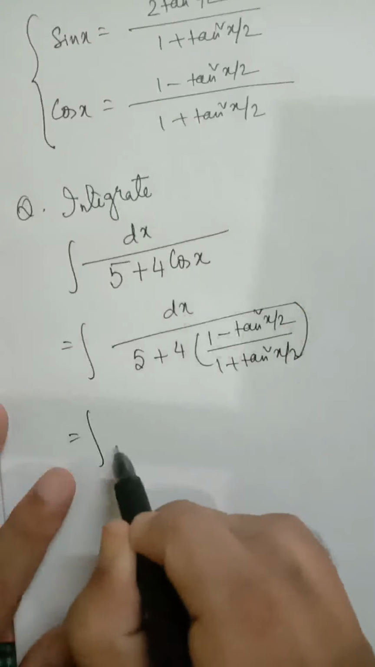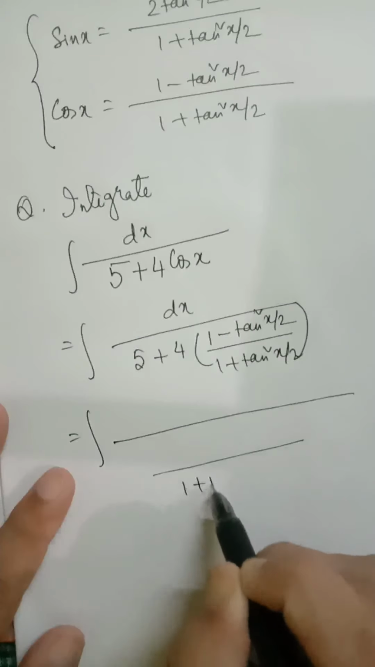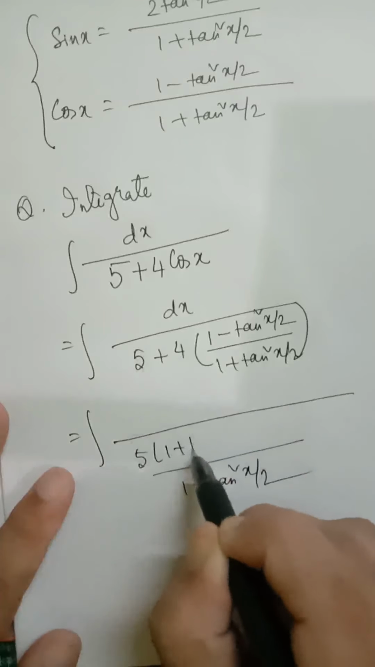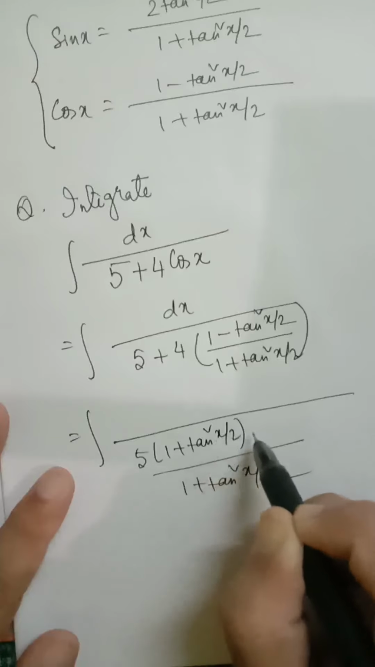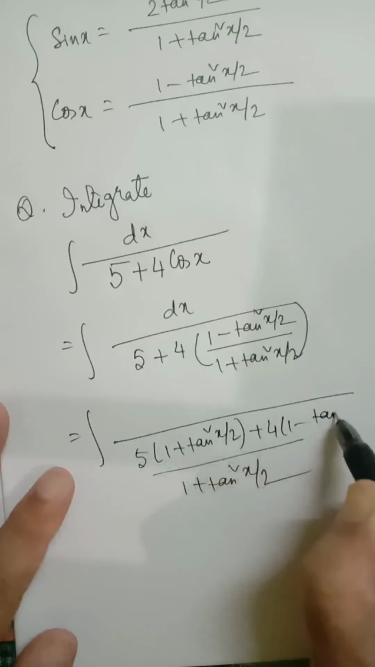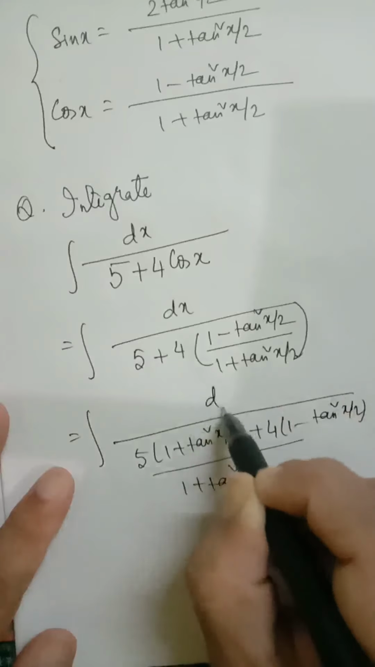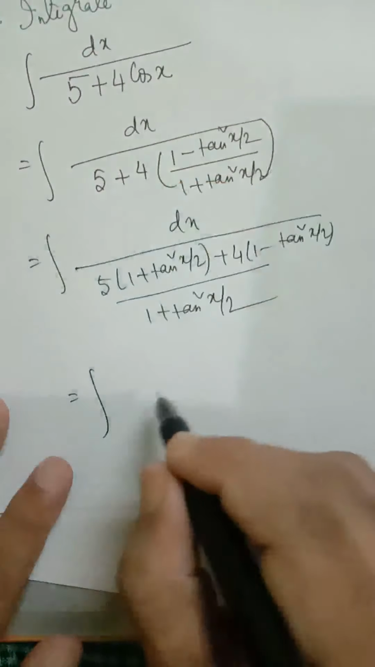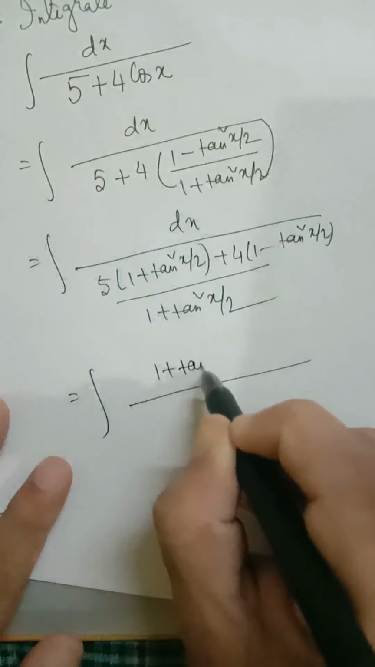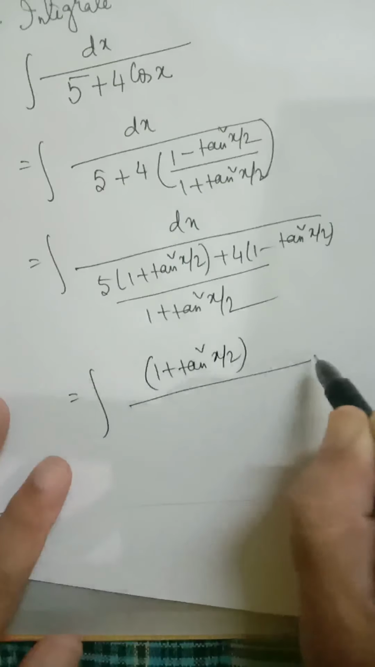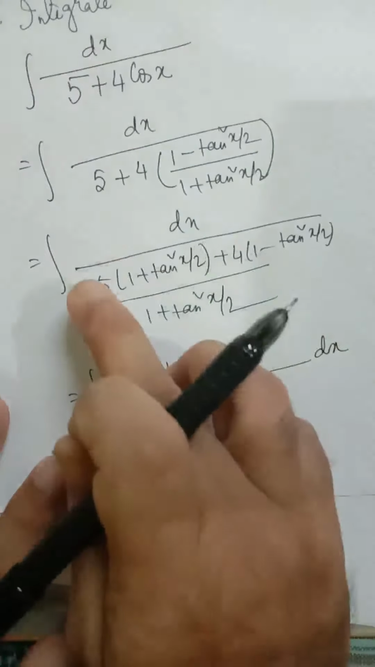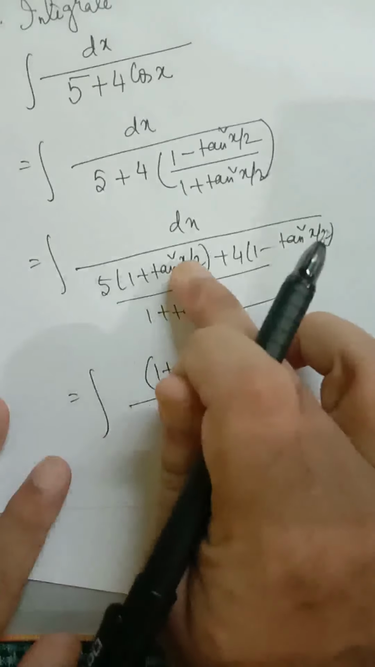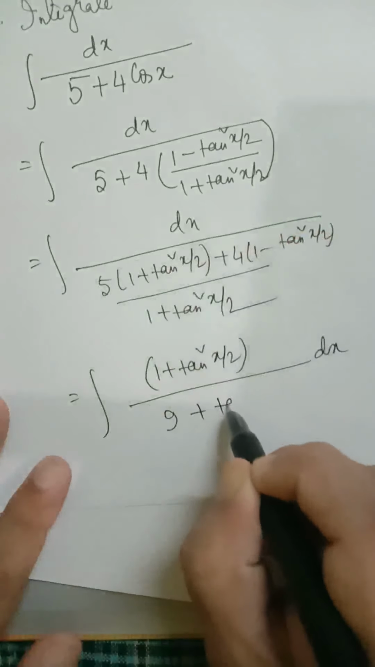If we take LCM, the denominator will be 1 plus tan square x by 2, and this will be 5 into 1 plus tan square x by 2 plus 4 into 1 minus tan square x by 2 dx. Now 1 plus tan square x by 2 will come in the numerator, so the numerator will be 1 plus tan square x by 2 into dx, and the denominator will be 5 plus 4, that is 9, plus 5 tan square x by 2 minus 4 tan square x by 2, which is tan square x by 2.